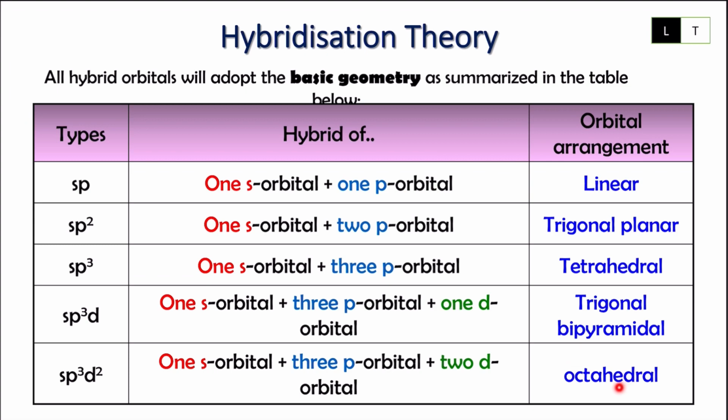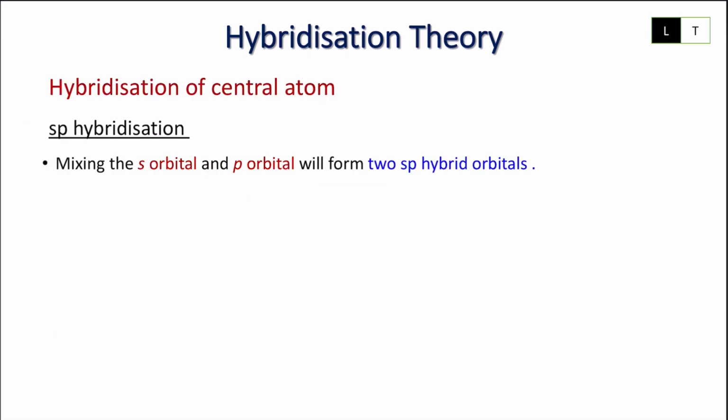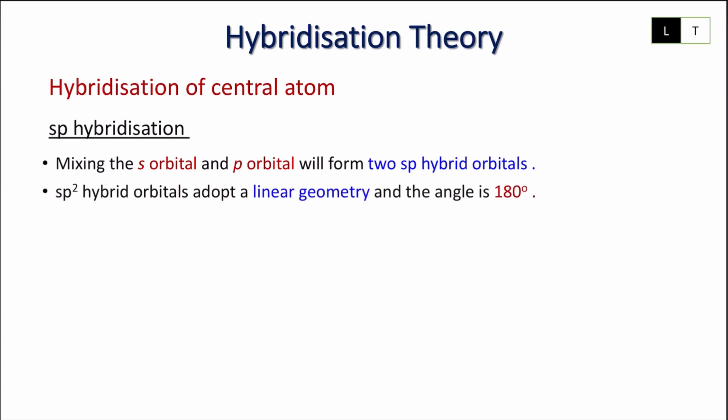Dan awak akan nampaklah octahedral, bentuk untuk orbital arrangement. So kita akan susun orbital hybrid kita dalam susunan basic shape dan follow type of hybridization yang kita dapat. So contoh, I have sp hybridization, maknanya dia mix s orbital dengan p orbital untuk form 2 sp hybrid orbital. Dan kita ada bentuk linear dan angle is 180 degree.